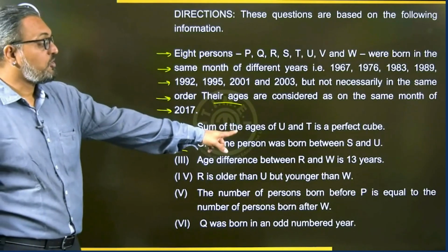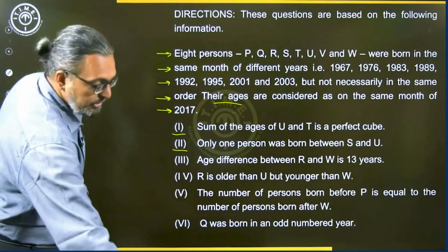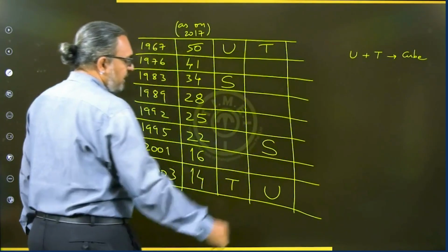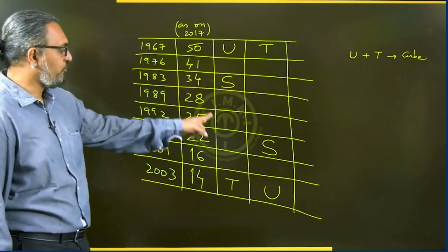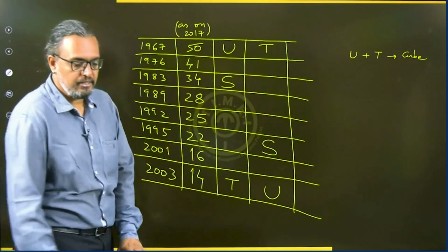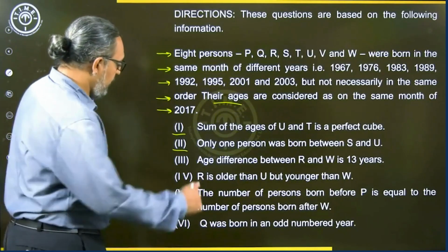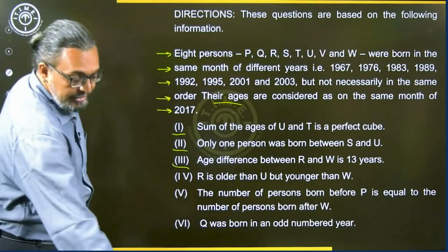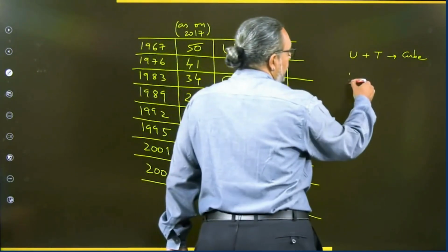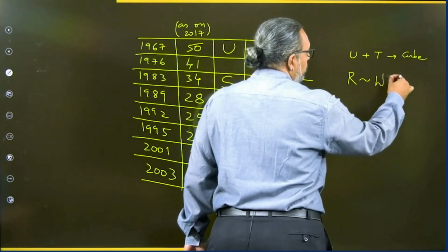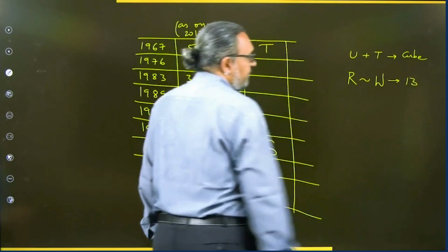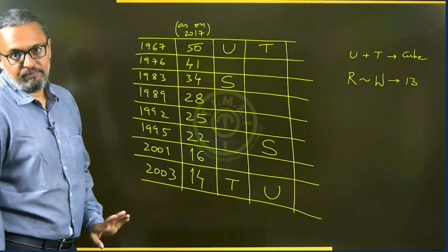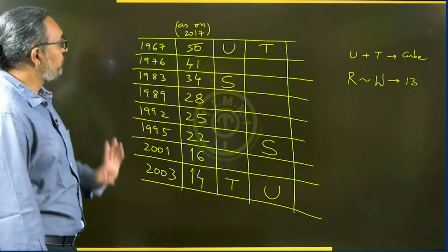Only one person was born between S and U. Okay. There is only one person between S and U. So accordingly, we can have S at either 34 or at 22. Correct? Then age difference between R and W is 13. Okay. So the difference between R and W should be 13. So which are the numbers that are going to give me 13? Correct? So that is what we need to check.